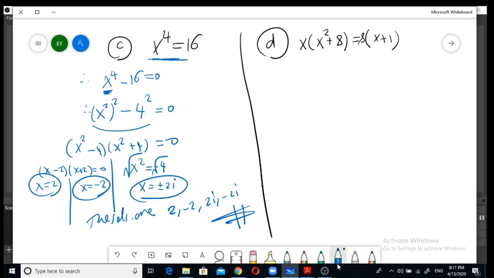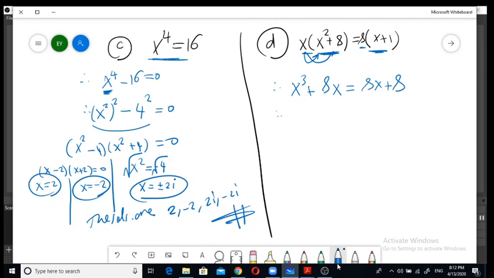The last example here: x times x squared plus 8 equal to 8 times x plus 1. First, we are going to use the distributive property. So we have to multiply x times x squared plus x times 8. Then x cubed plus 8x equal to 8x plus 8.